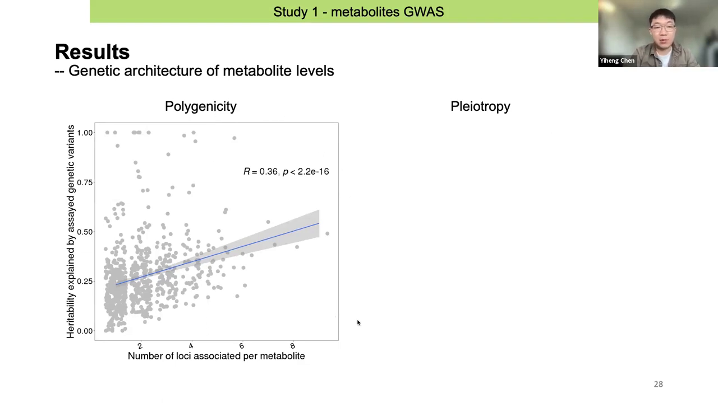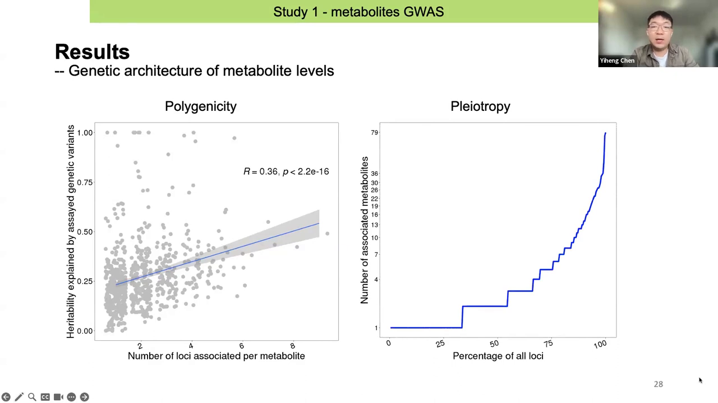In this panel, the x-axis is the number of loci associated per metabolite, and the y-axis is the heritability estimated for the corresponding metabolite. Each dot is a metabolite. We can see that a majority of the metabolites have fewer than two loci, as most dots are at four here. So the polygenicity of metabolites, at least based on the evidence from the current study, is moderate, or in other words, metabolites are not very polygenic. We can also see a positive correlation between the number of loci and heritability, showing that the more polygenic the metabolites are, the higher their heritability usually is.